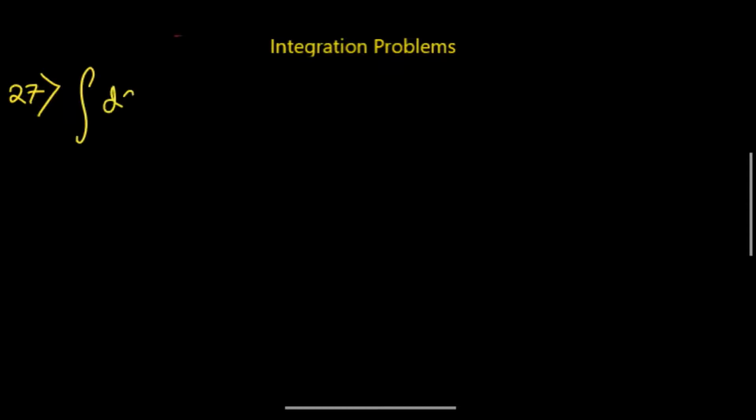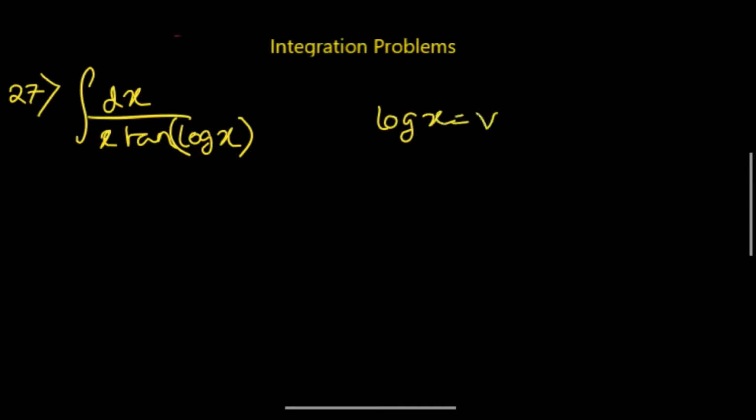Seven. Integration of dx by x tan log x, 10 of log x. So we can substitute log x to be v, and we get 1 by x dx is equal to dv.